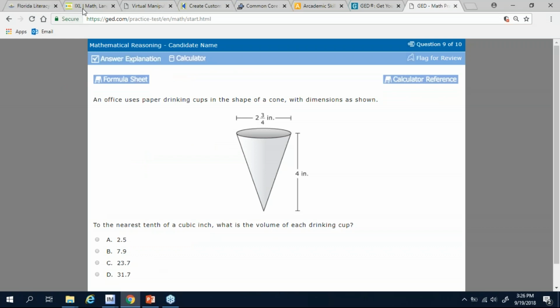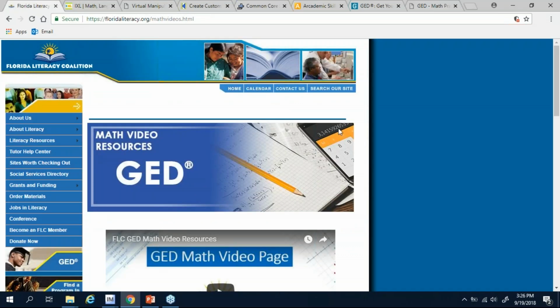All right, so I haven't exactly put these in order. I want to just go ahead and shamelessly plug the Florida Literacy Coalition website. I worked with them this summer to help develop this, and I can tell you that this web page has been aligned to the GED standards, and the way that I know that is because I did that.